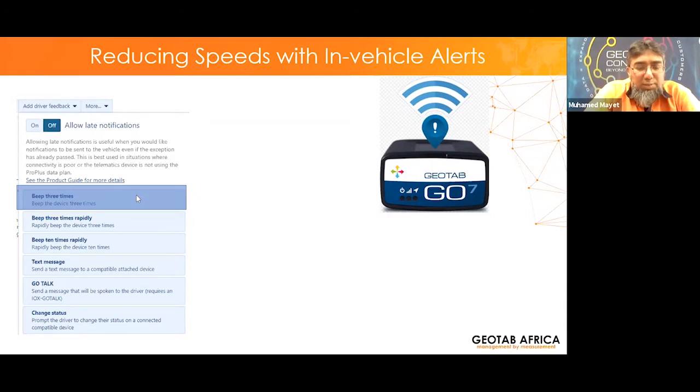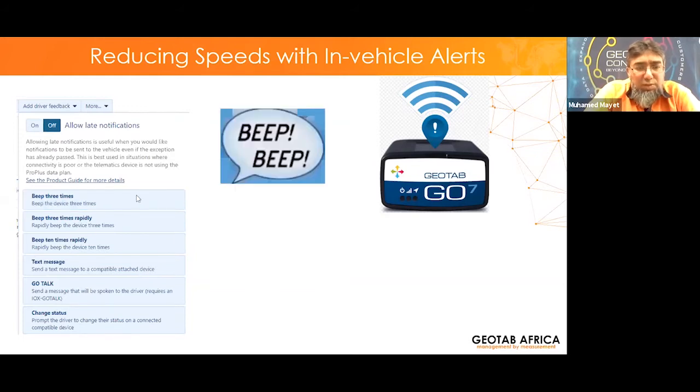You can set up a rule that if the driver is oversped the first time, it will be 3 times. If he continues with overspeeding, you can set it up that it will be 3 times rapidly. And if he still continues, you can set up that the vehicle will beep 10 times rapidly.